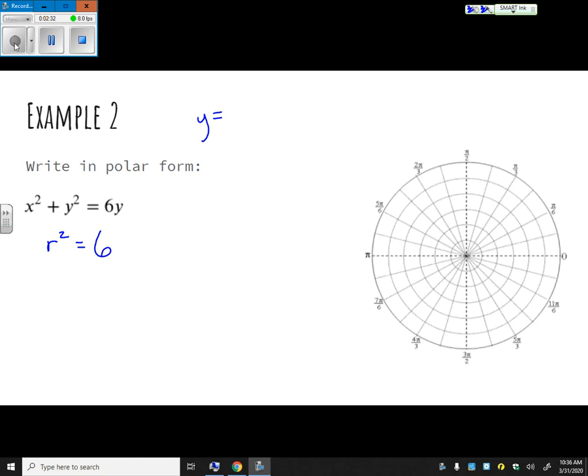All right, so we're talking about this y right here, and this y is going to equal, we said it was equal to r sine theta, and that's exactly what I want to plug in right here.